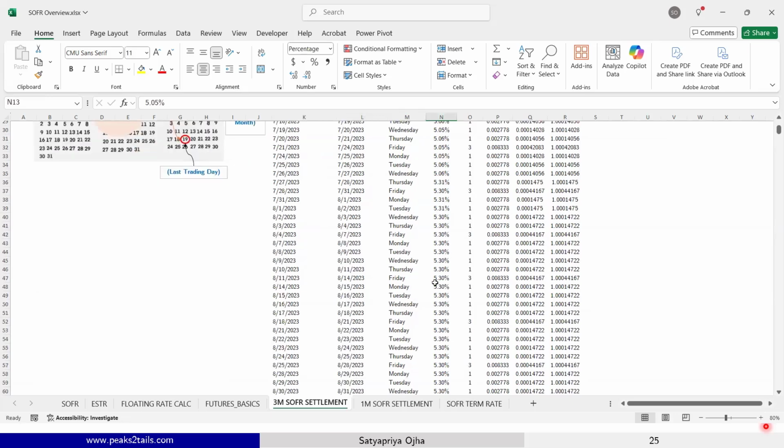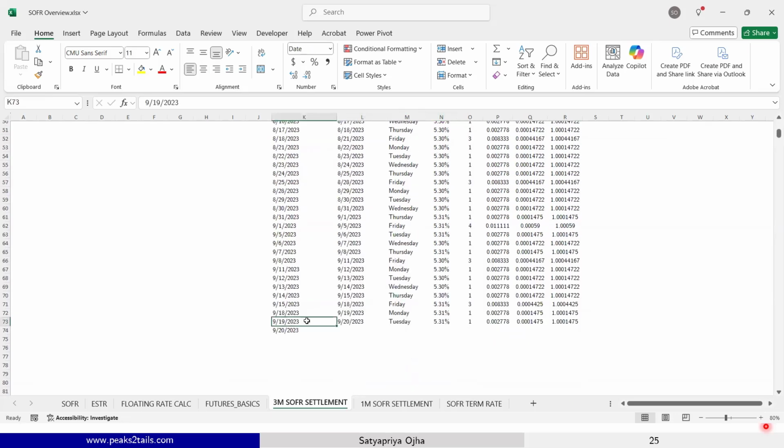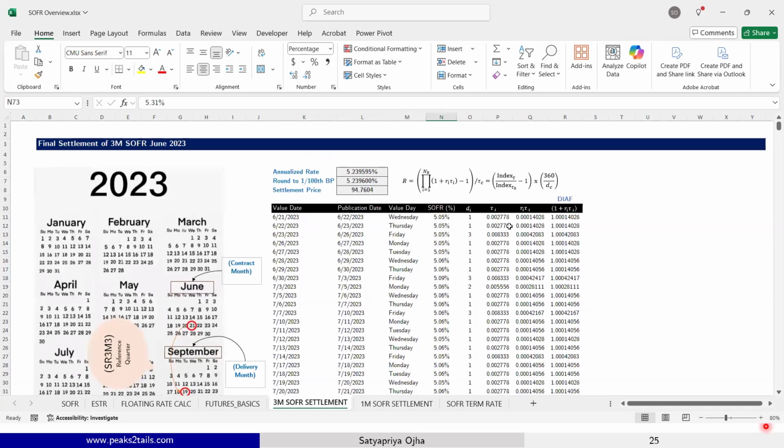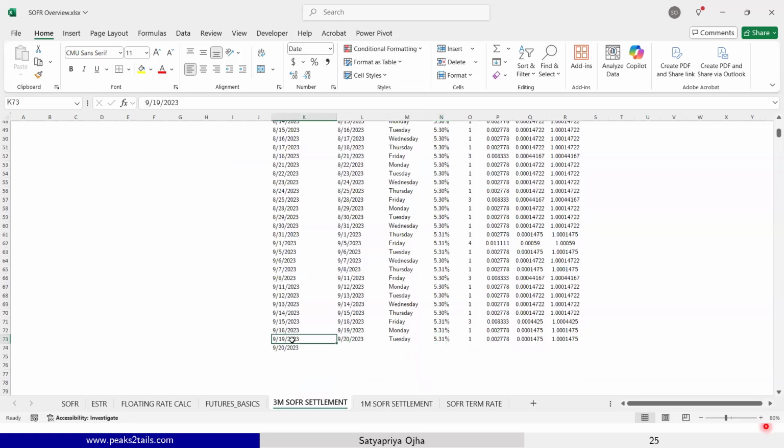So every day you have these SOFR rates until the 19th September. That's the last rate that you need to complete the calculation. And it's the same compounding formula that we just talked about, right? When you reach this date, on 19th, you will not see this. On 20th, you will see this, right? And that is when you're due for settlement.